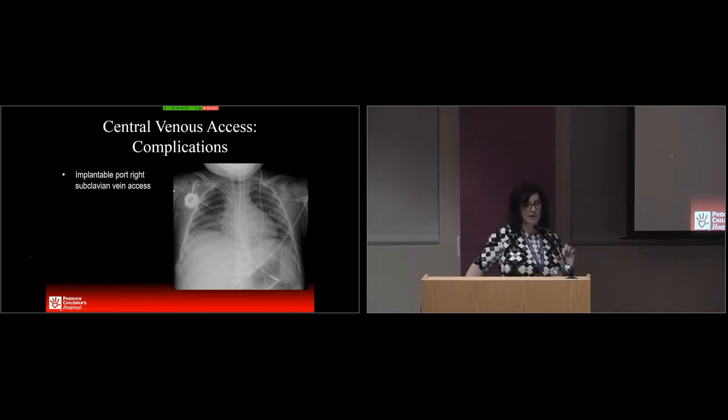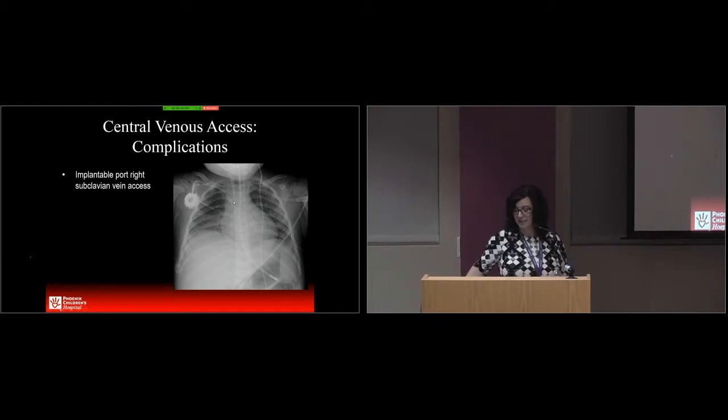And another thing to think about is sometimes when ports are placed, the kids are small, or even a Broviac type catheter, they're small, and these kids grow. We haven't been doing surveillance to look at catheter tip when kids are growing, but I think that's something we should think about doing, because as these kids grow, the catheter tip is going to be higher in position, predisposing them to complications. So here's an example of implantable port catheter, right subclavian access.